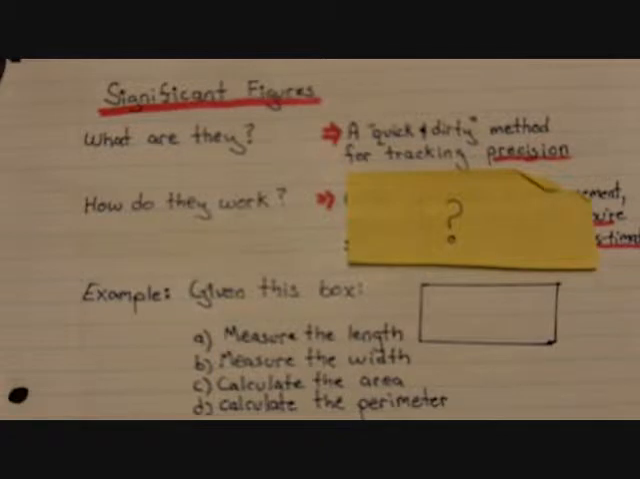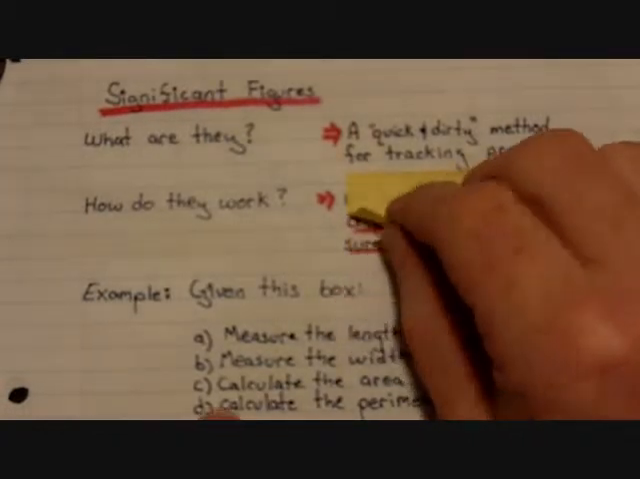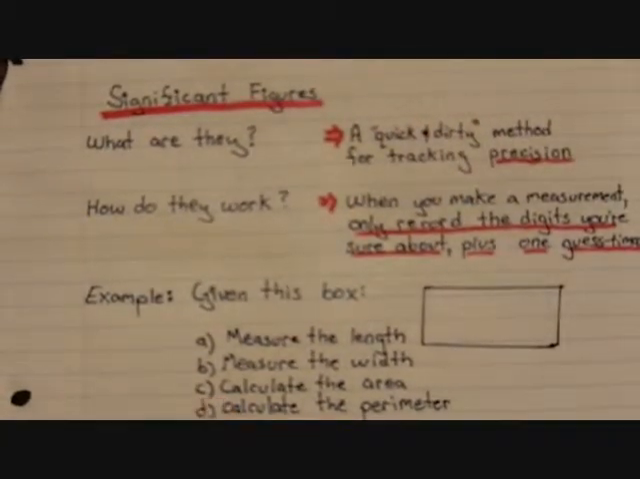For example, I'm about 6 feet tall. I wouldn't tell people that I'm 6.0598769 feet tall because I'm not that sure. I know I'm about 6 feet, so that's all I say I am. Now, how do they work? Well, they work by convention. When you make a measurement, you only record the digits you're sure about, plus one that you guess.